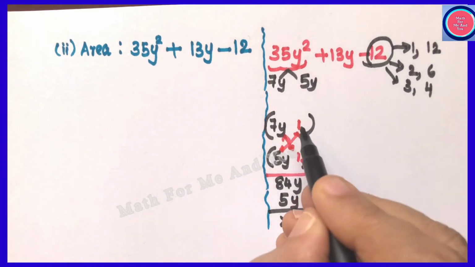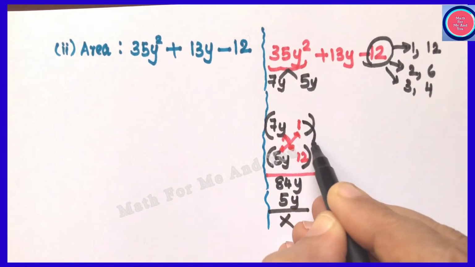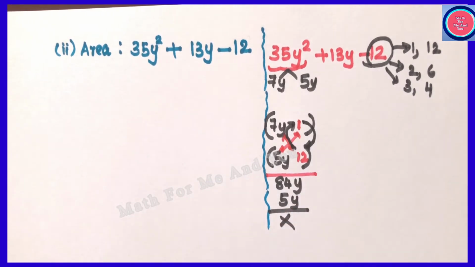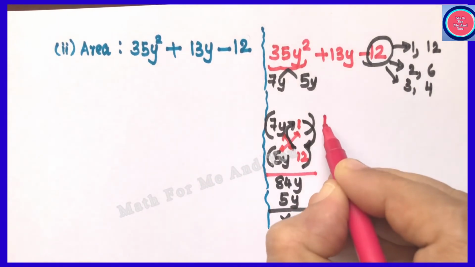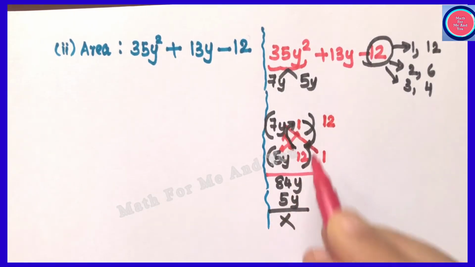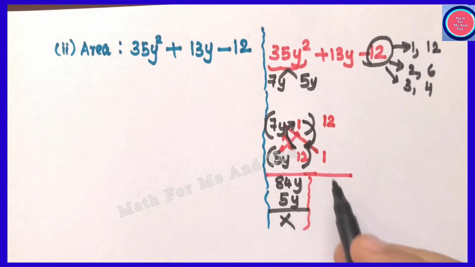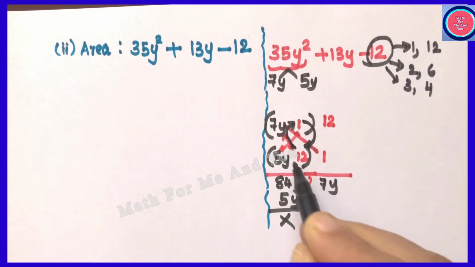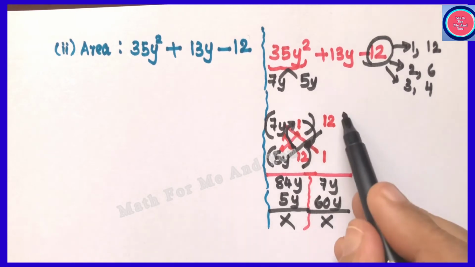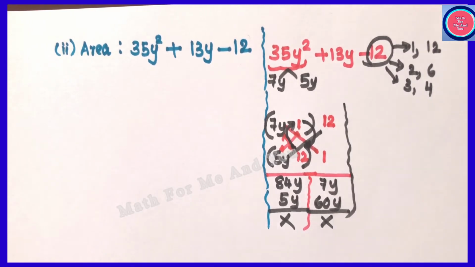So we have to change the places of 1 and 12 and check again whether 7y with 12 and 5y with 1 will match the middle term or not. So we have to cross multiply. 7y times 1 is 7y. 5y times 12 is 5 times 12, 60y. Now find the sum or difference. Do we get 13y? No, here also we are not getting. That means now we can say 12 and 1 are not the correct pair.